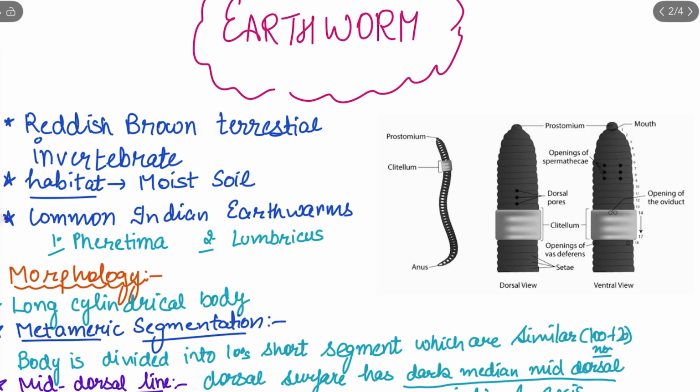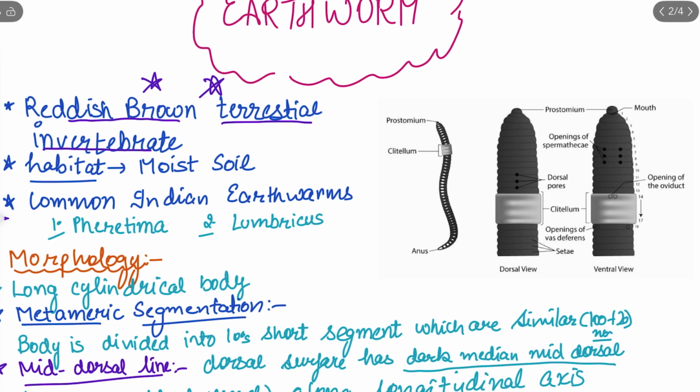Okay, let's discuss. The first point is that the earthworm is reddish brown in color and it is a terrestrial invertebrate. Their outer body is reddish brown and they live on land, so they are called terrestrial, and they lack a vertebral column, that's why they are called invertebrates.